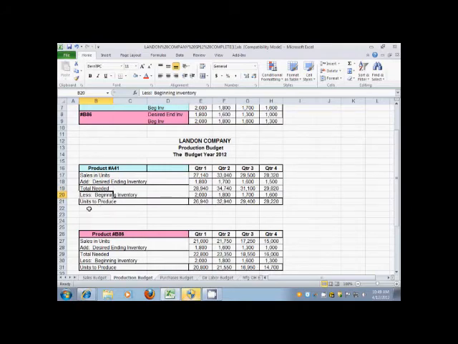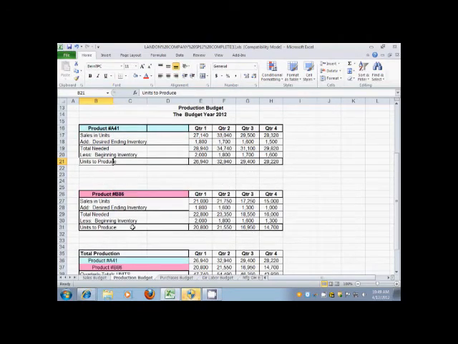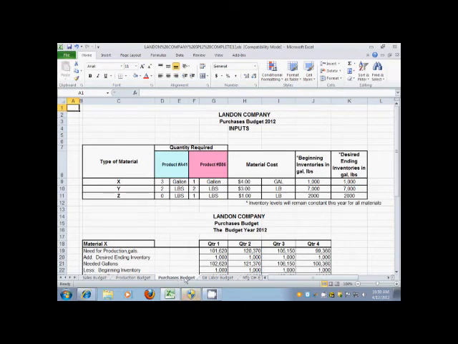When we look at our second product, which is product B86, we do the same. Needed for sales, needed to have at the end of the period, total needed. Subtract what you already have, and this is what you need to produce. Now we're going to use the production budget to move to what we call the purchases budget, and we are purchasing raw materials X, Y, and Z.